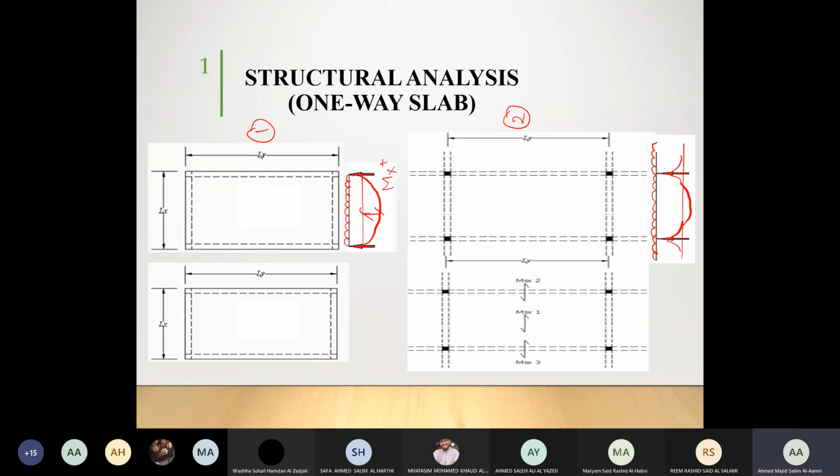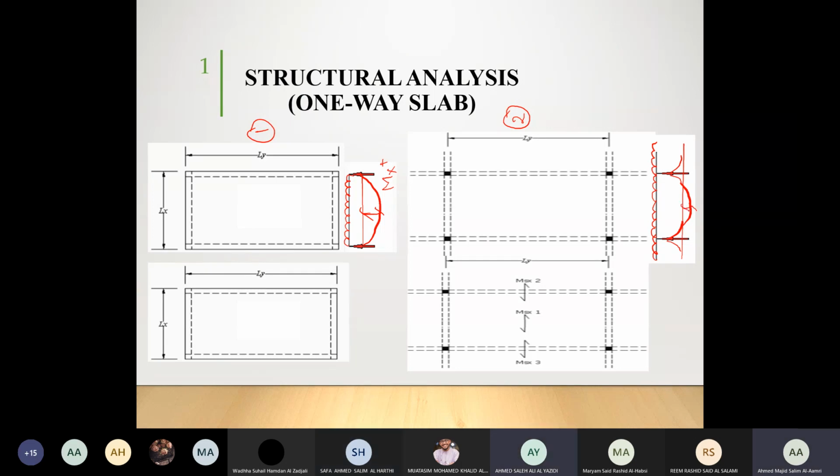Okay. Why x? Because it's representing the short side. Once again, in a one-way slab, we calculate only the bending moment for the major side, which is for x. It is going down, so it's going to be positive. Now, in case number 2, do we have negative and positive here? Yes, mister. Okay.